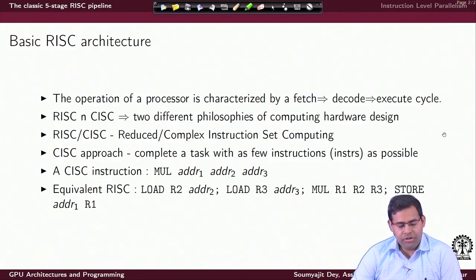So, what is RISC, by the way? Now, RISC is more of a computing philosophy which evolved as a separate philosophy vis-a-vis the then practiced philosophy of CISC, which essentially meant complex instruction set computing, while RISC meant reduced instruction set computing. So, what really are these things?